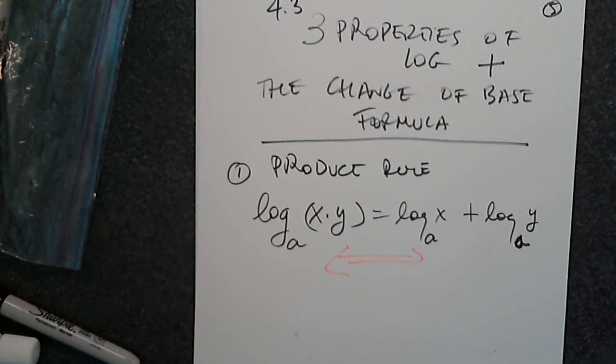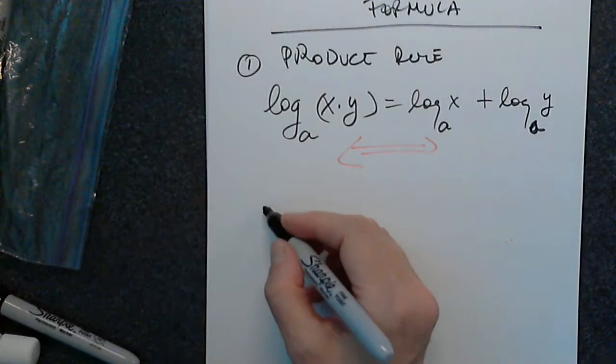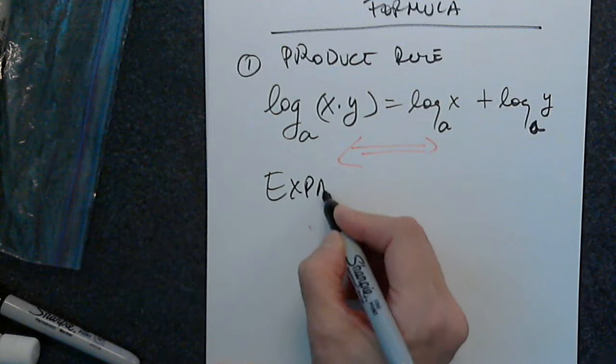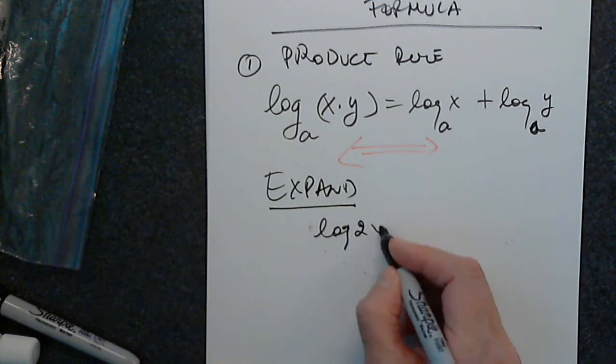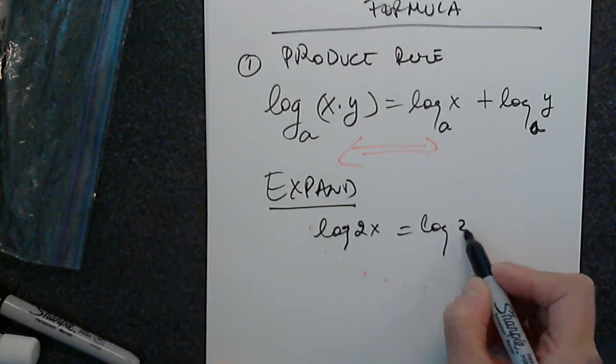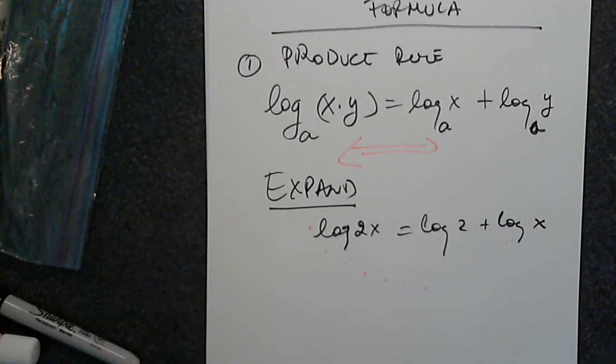So let me show you a simple example. Let's say we want to expand log of 2x. Well, this is log of 2 plus log of x. Why? Because 2 is multiplied by x. So we have two factors, 2 and x. So log of 2x is log of 2 plus log of x.